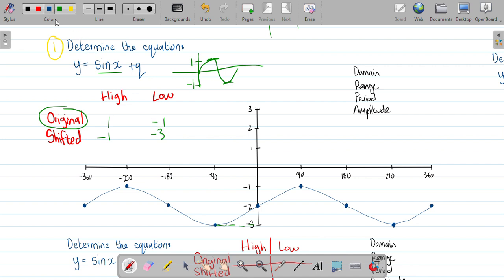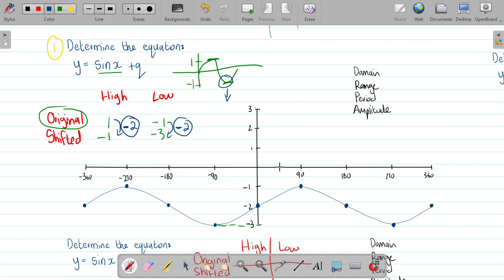Let me use a different color. Let's use blue. So if I go from 1 and I need to get to -1, I have -2, right? Ding, ding, ding. Alarm bell should be going off. And if I have -1 as my lowest point in my original, but then it has gone down and it has become -3, then again you can see that the highest point has shifted down 2 and the lowest point has shifted down 2.